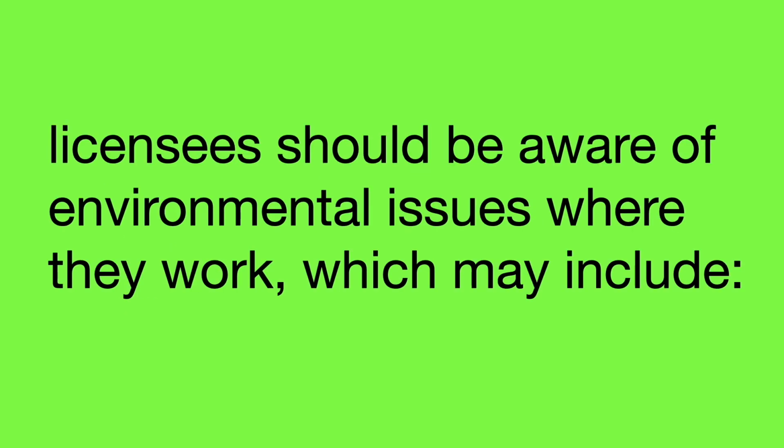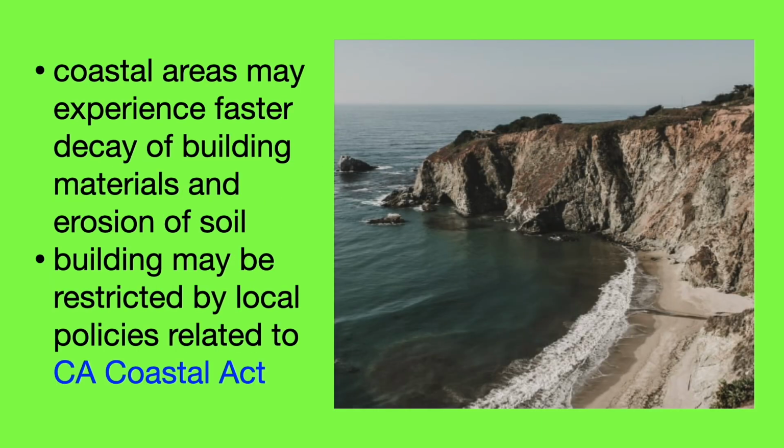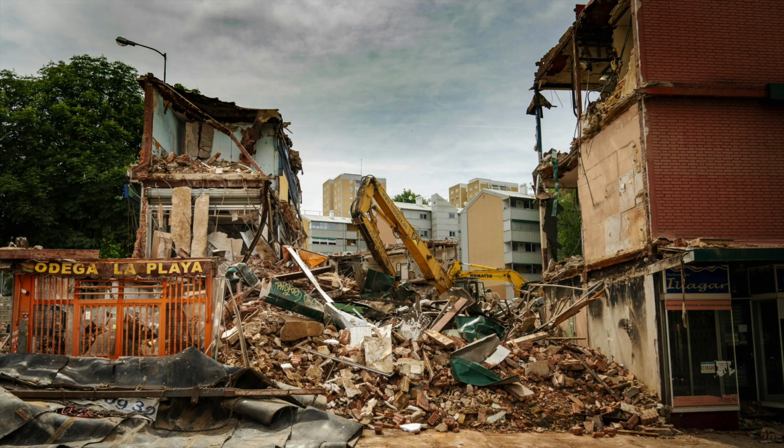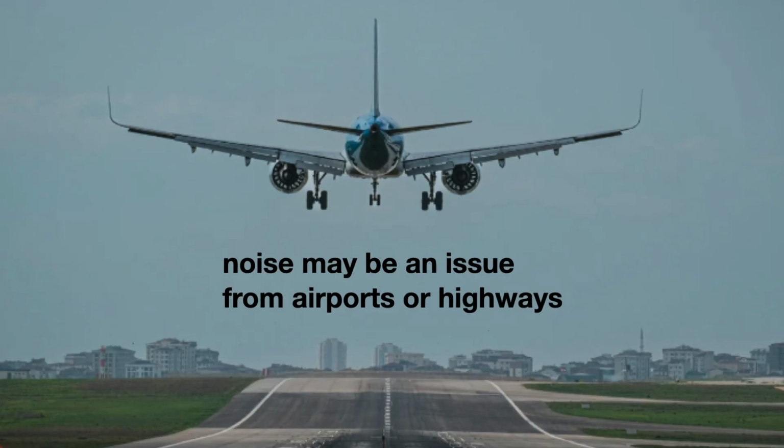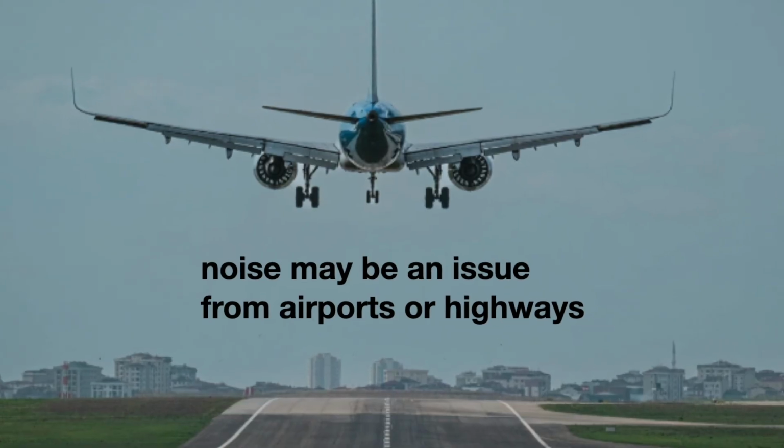Licensees should be aware of environmental issues pertinent to the area where they work. Such issues may include: coastal areas may experience faster decay of building materials and erosion of soil. Building may be restricted by local policies related to the California Coastal Act. Earthquake and seismic hazards are an issue in some areas, and fire hazards may require additional work from the homeowner to maintain a defensible area. Noise may be an issue from airports or highways.